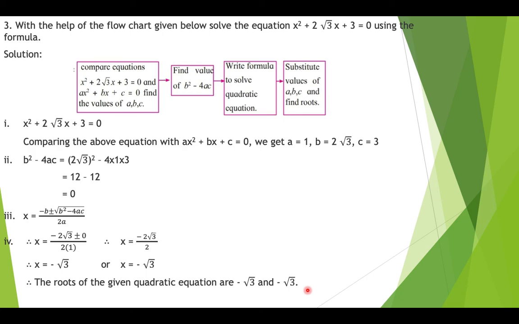So this quadratic equation part is done. Now we'll go for the next section, that is the nature of the roots of the quadratic equation. For that we'll do it in the next session.